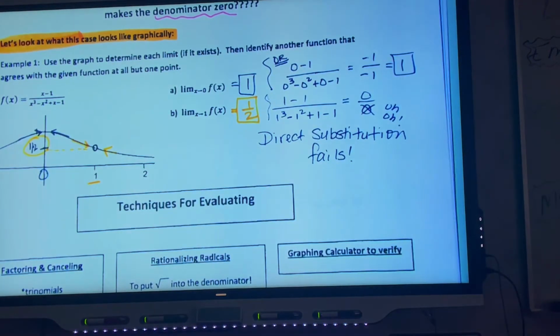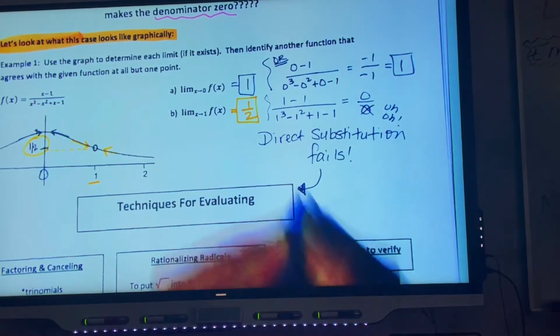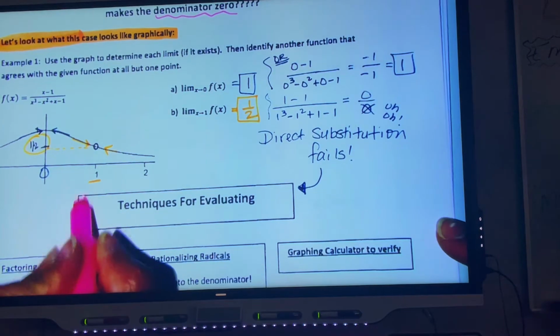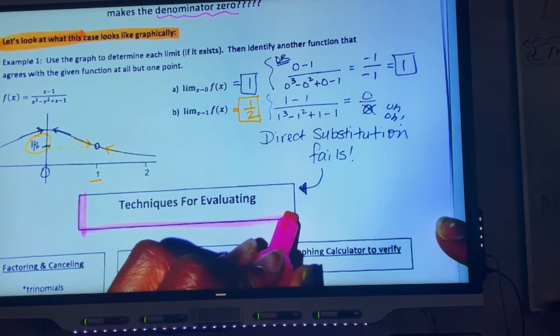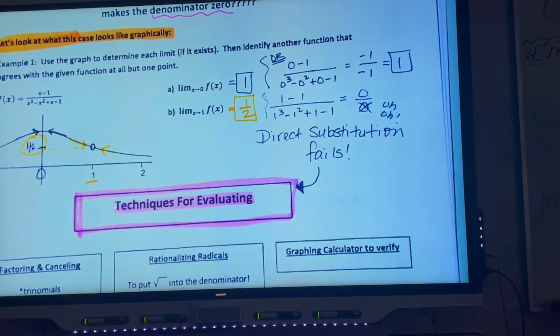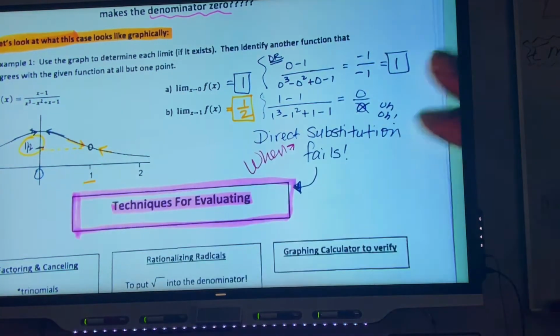But that's okay. That just means we have to go about it another way. So the other way that we're going to look at are these techniques right here. We've got some techniques for evaluating limits. These techniques are going to be very useful for when direct substitution fails.